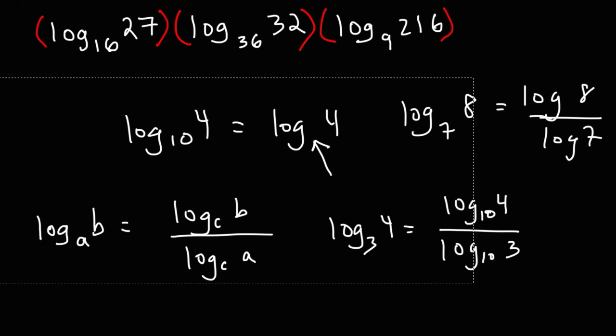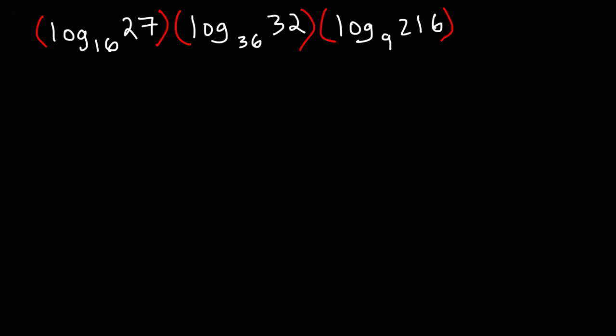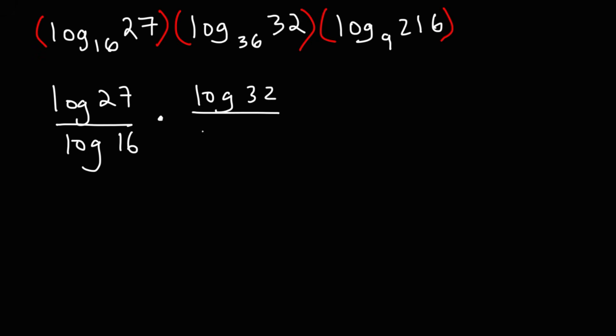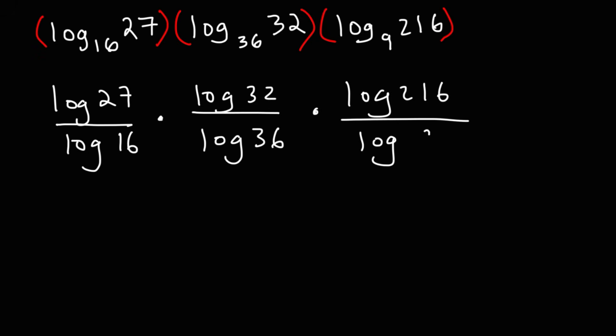So we're going to use the change of base formula for each expression. So log base 16 of 27, we can write that as log 27 divided by log 16. The next one, we can write it as log 32 divided by log 36. And for the last one, log 216 divided by log 9. So that's the first thing we need to do in this particular problem. Now, what do you think is the next thing that we need to do?